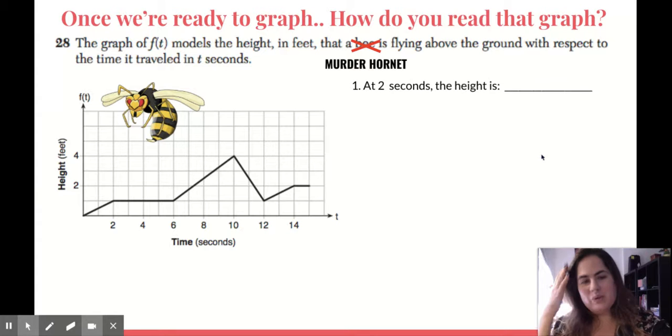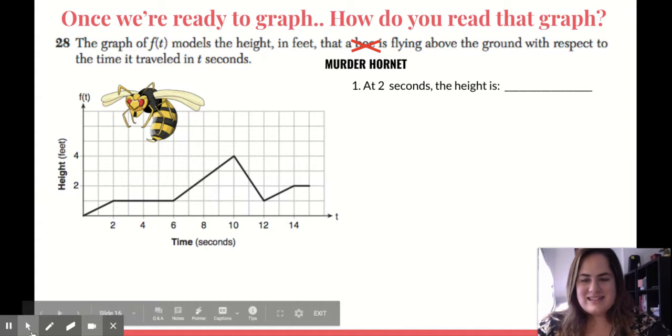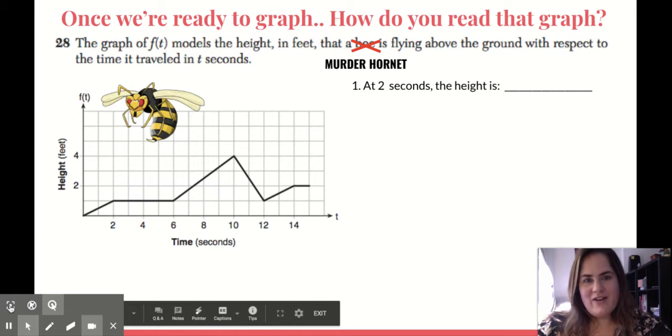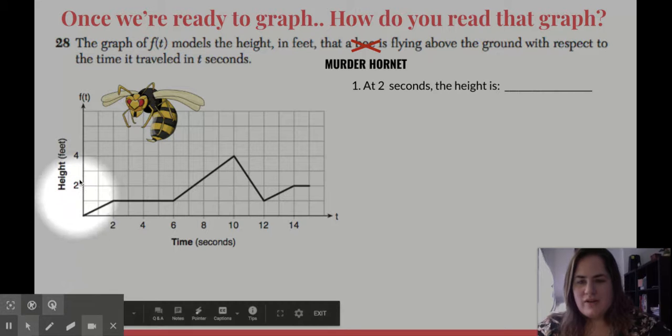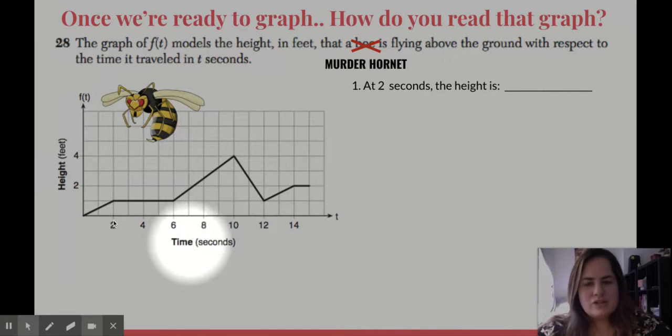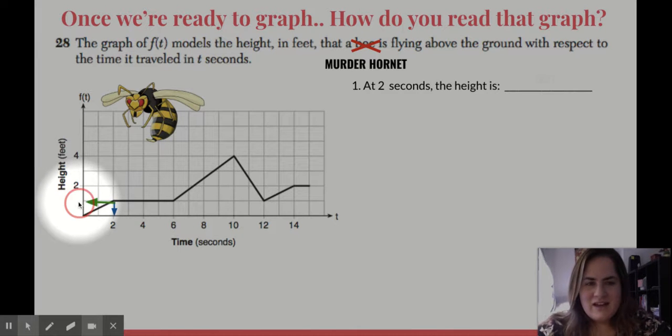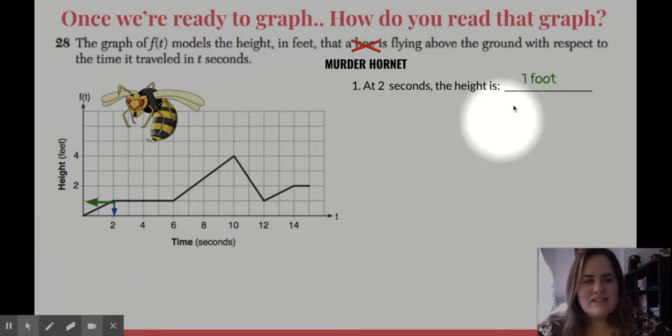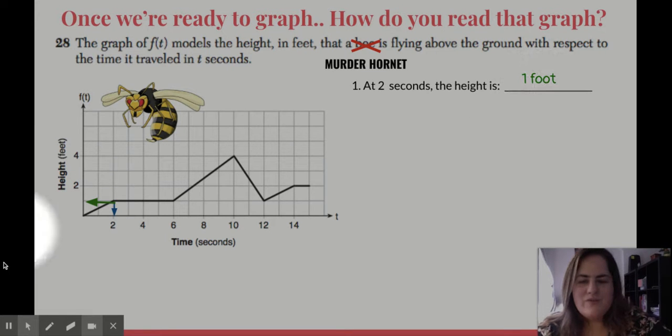So question 1, at 2 seconds, the height is, here's how you do this. I'm going to look for 2 seconds on my graph. Now this might be tricky because there's two 2's on my graph. There's a 2 for the height, there's a 2 for the seconds. If they say 2 seconds, you're looking at the 2 over here. So at 2 seconds, our height is, there's a missing number there. But if this is 2 and this is 0, what does this have to be? If you said 1, you are correct, and I'm going to put the unit foot, 1 foot.